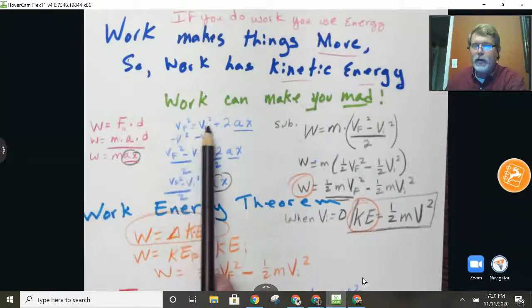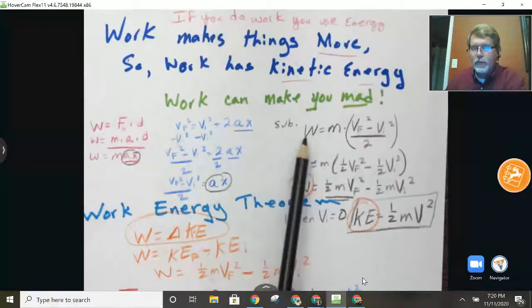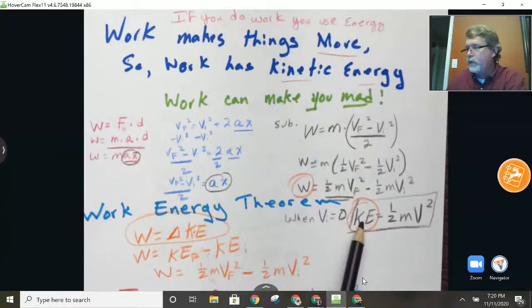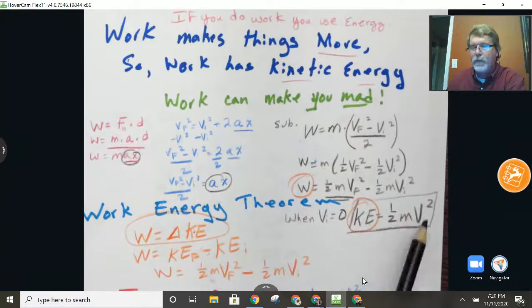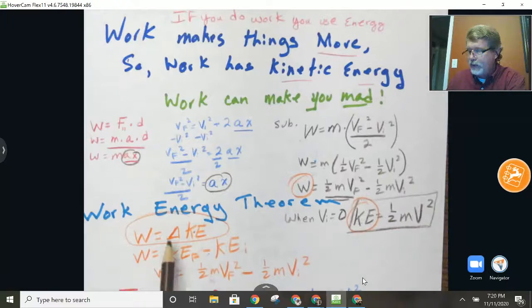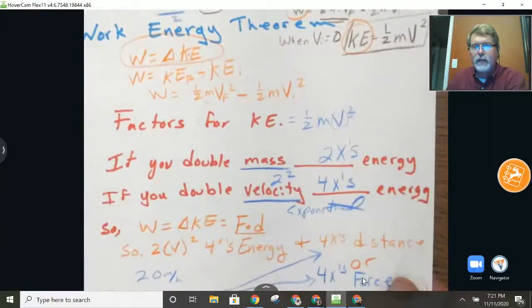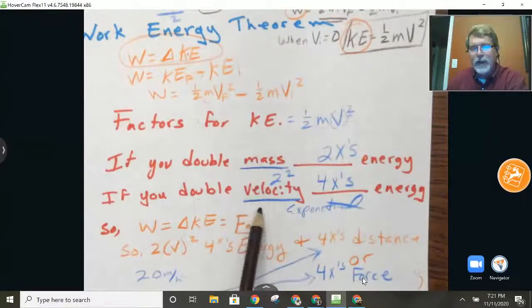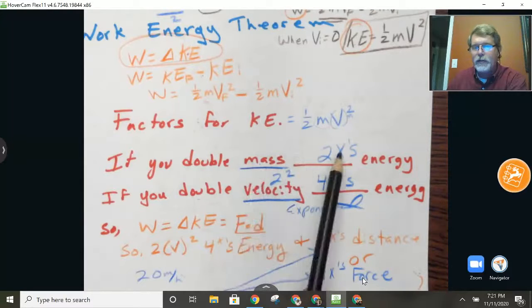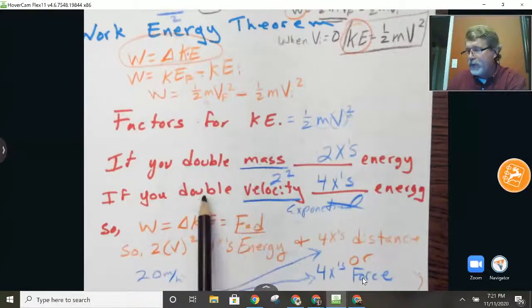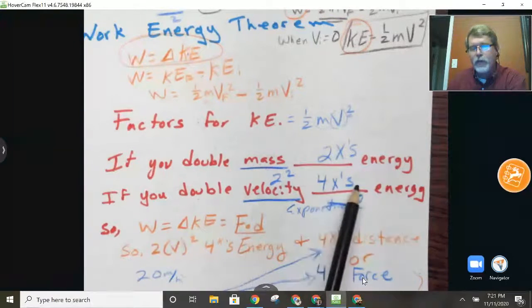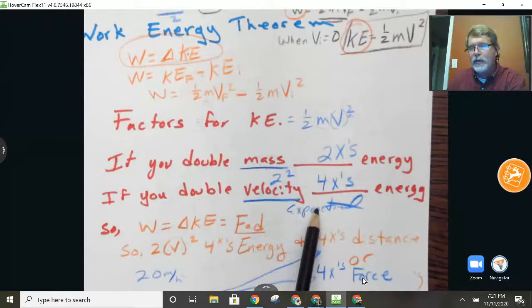Now, if we go through an earlier expression we used, solve for a sub x, and substitute that equation in, we build our formula for kinetic energy, which is 1/2 mass times velocity squared. This is called the kinetic energy theorem, or excuse me, the work energy theorem. The amount of work done equals the change in kinetic energy. Two factors that affect kinetic energy that we need to pay special attention to are mass and velocity. If you double the mass, you simply get 2 times the energy. If you double the velocity, 2 squared would be 4 times the energy. The velocity is an exponential relationship, so take care to pay attention to that.